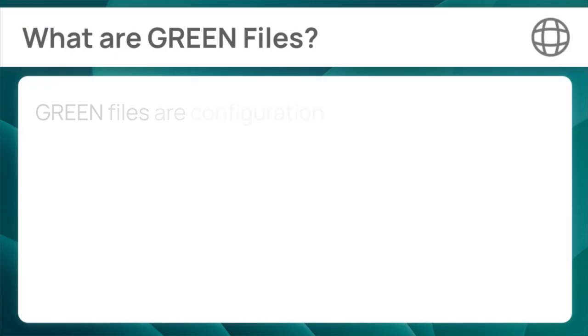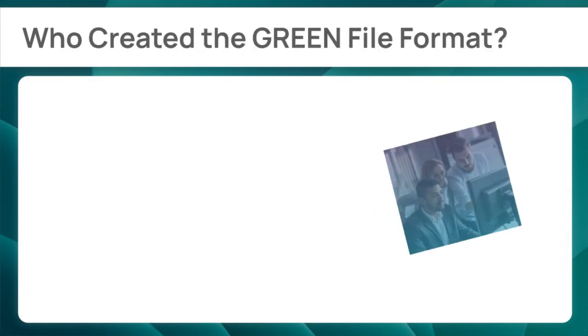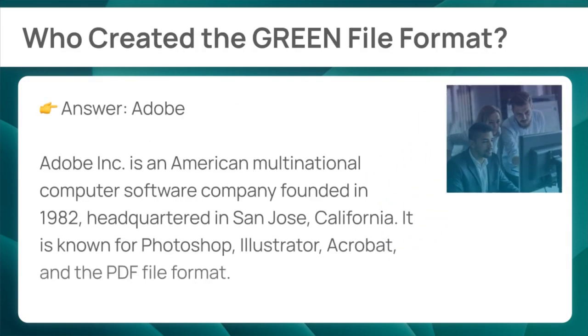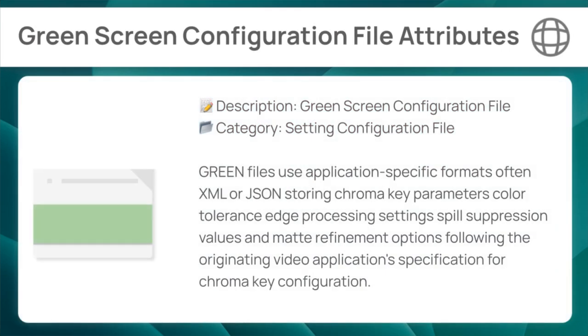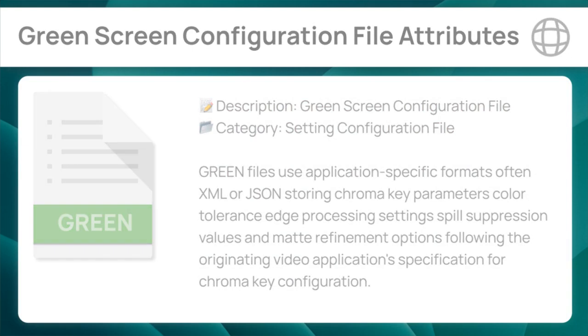Green files are configuration files used by various video production applications for green screen and chroma key processing. They store settings for color keying, spill suppression, edge refinement, and compositing parameters used in visual effects workflows. Green files use application-specific formats, often XML or JSON, storing chroma key parameters, color tolerance, edge processing settings, spill suppression values, and matte refinement options, following the originating video application's specification for chroma key configuration.